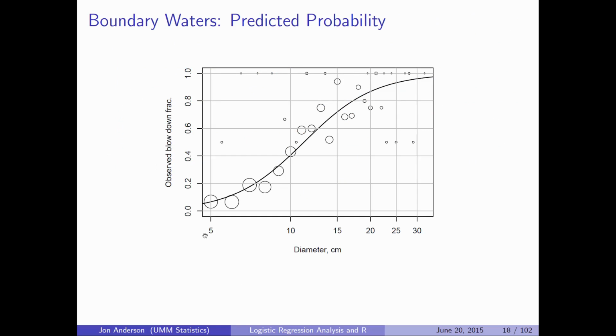Here's a plot showing the diameter of the trees and the risk of death, and you can see that as the diameter of the tree goes up, the estimated mean function gets very close to 1. If it's a big enough tree, it's almost certain to have been blown over.